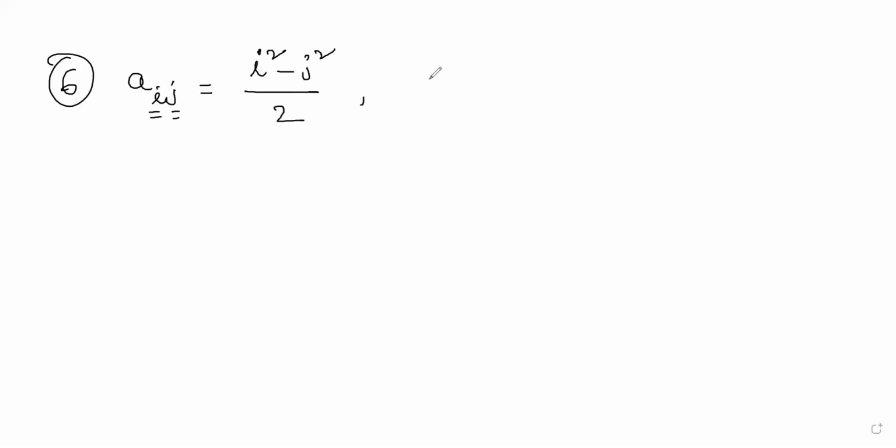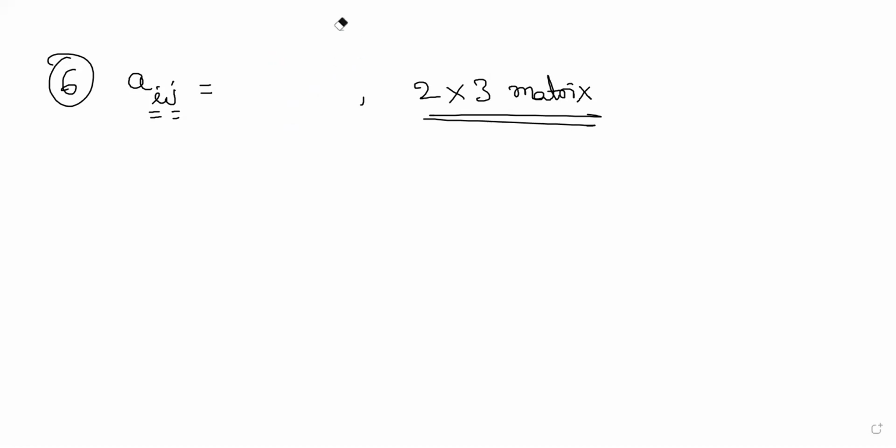This is the matrix. Now you have to construct a 2 by 3 matrix. I square minus J square whole divided by 2. Okay, let's change it a little bit. Wait a minute. We'll change a little bit, since that would look too templated. I will do it like this.